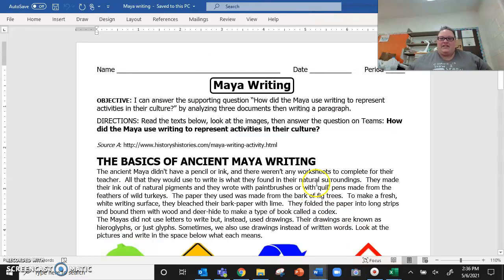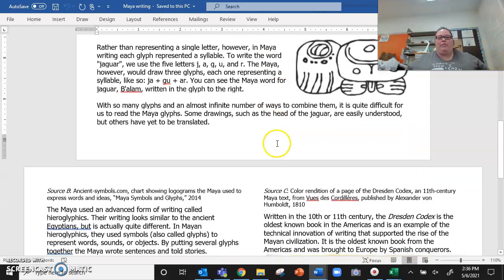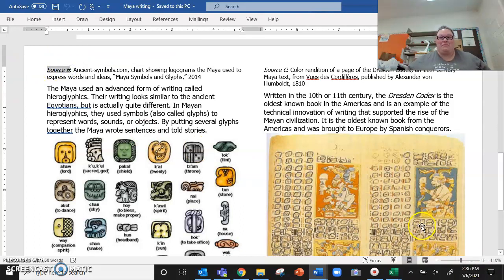We're going to go to the text and we are going to skim through, because we've already read it. We are going to skim through and we are going to find a piece of evidence that will help us answer the essential question, how did the Maya use writing to represent activities in their culture? So I'm going to pause the video right here and I'm going to give you guys a moment. Do you want a hint? You're going to find the best piece of evidence in source B.